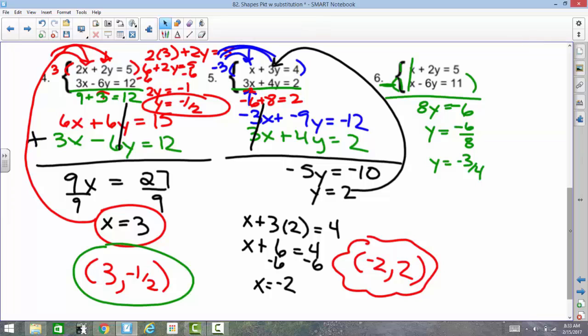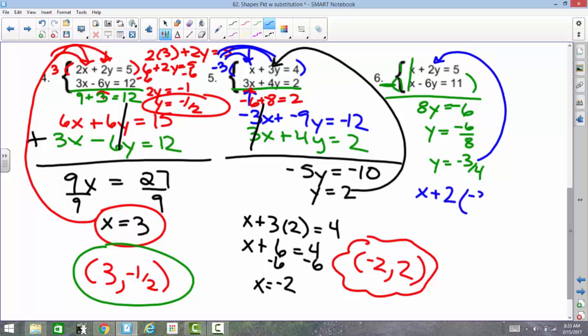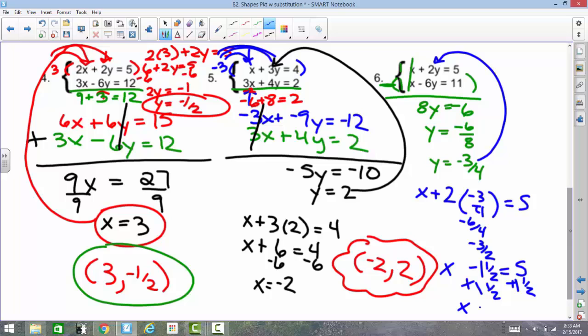And then you would plug that in. The top one looks a bit easier to work with. So x plus 2 times negative 3/4 equals 5. 2 times negative 3 is negative 6 over 4. So negative 6/4 is the same as negative 3/2, which is negative 1 1/2. So x minus 1 1/2 equals 5. You would then add 1 1/2. So x is equal to 6.5. So your ordered pair solution is 6.5, comma, negative 3/4.